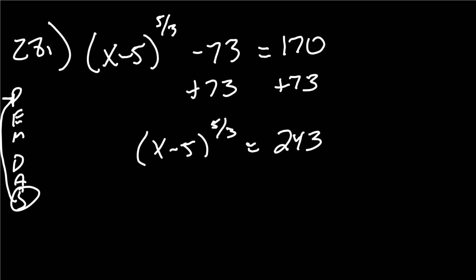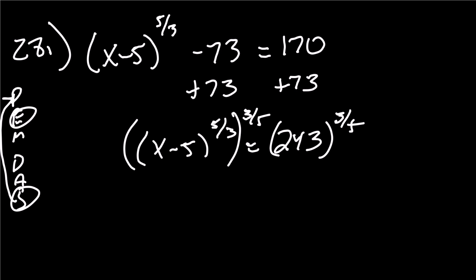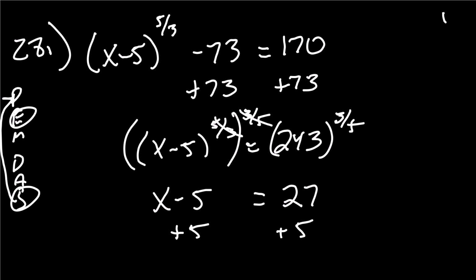Now, the only thing I can see next is an exponent, so I have to raise both sides to the 3/5. So when I raise both sides to the 3/5, 243 to the 3/5 becomes 27. So this turns into 27. Those cancel, so you're just left with x minus 5. Now I add 5 to both sides. I get x is equal to 32.